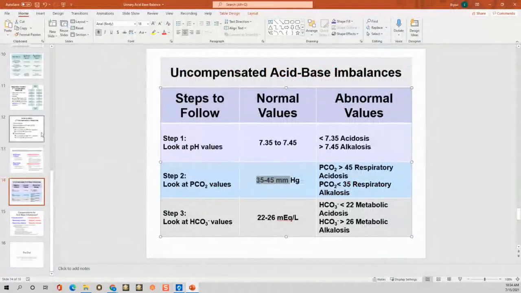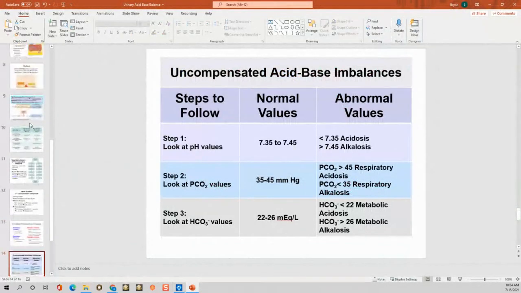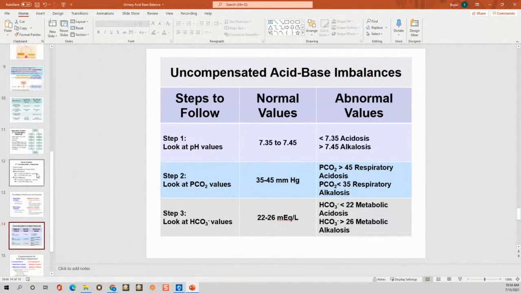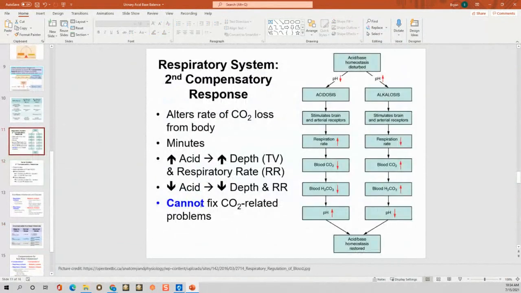Do you guys remember this slide back here where I said highlight, bold, where the heck was it? Here. I said cannot fix CO2 related problems. The respiratory system cannot fix CO2 related problems because the problem's with CO2. Can't fix something that's broken. And yes, that's when the kidneys really kick in, and these patients almost always end up in renal failure because the kidneys get overworked.